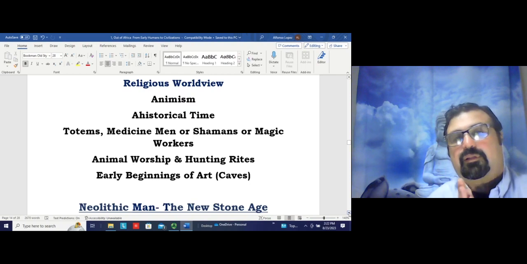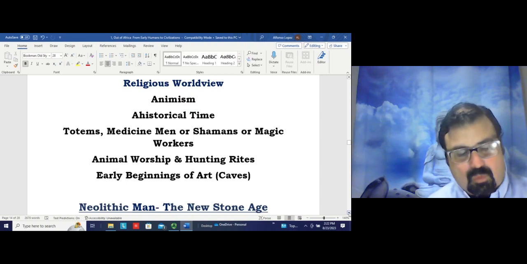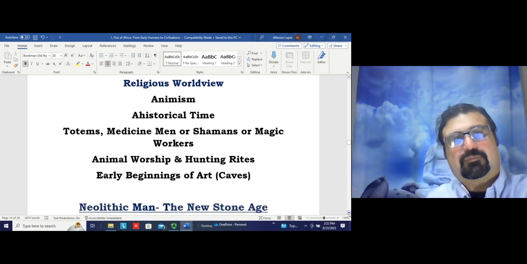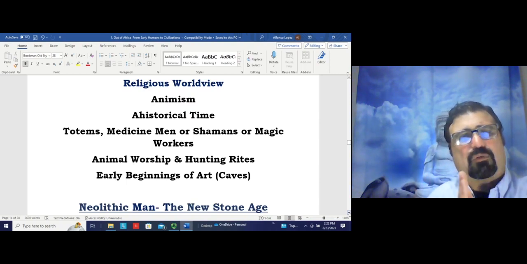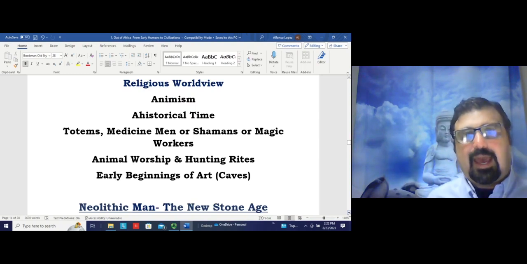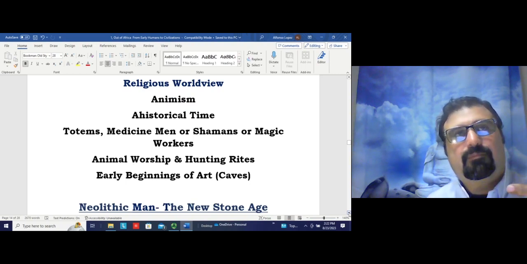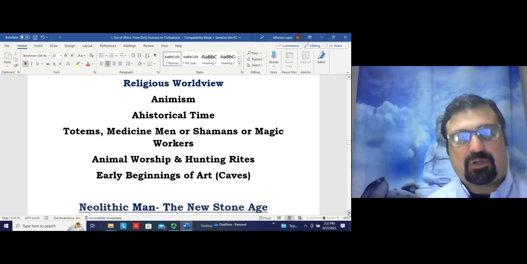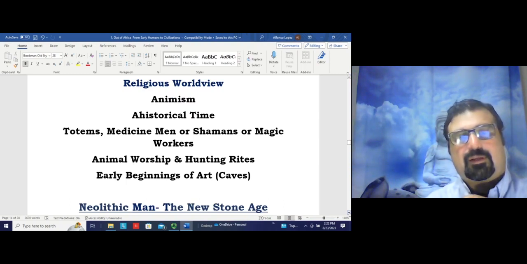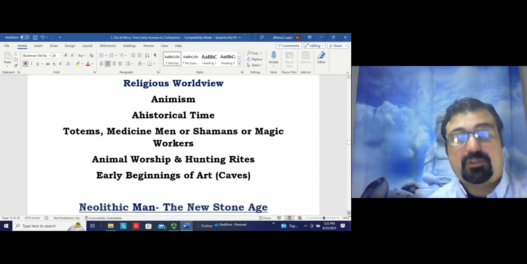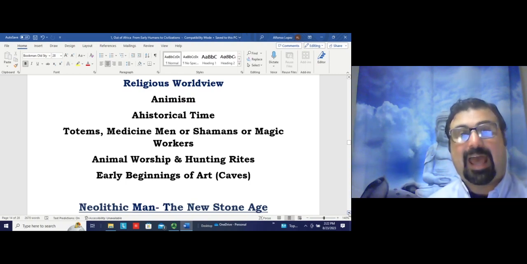Very early on, the very first set of religious ideas were grouped together to form the very first religious worldview that today scholars call animism. What is animism? Animism is the belief that the world of nature is moved and animated by spirits, a multiplicity of spirits. That is what's called animism.